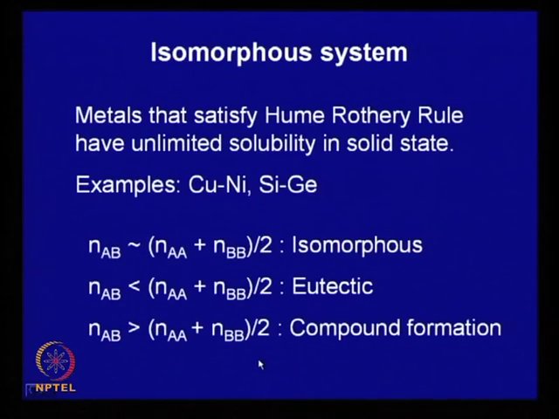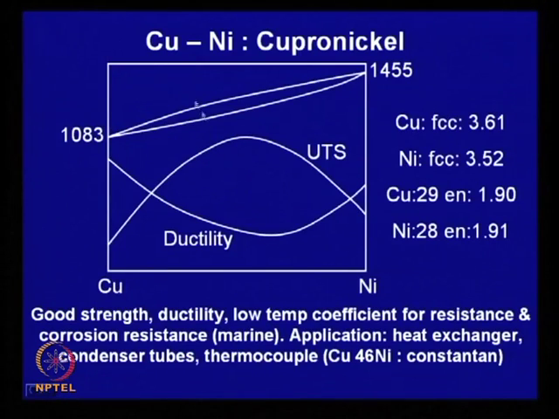Now, we shall look at a few examples. Copper nickel forms an isomorphous system. It is soluble in all proportions in both liquid and solid state, and if you look at their crystal structure, both are face centered cubic. The lattice parameters are 3.61 angstrom and 3.52 angstrom, so the difference is not much. If you look at their atomic numbers, they are very close, and therefore the electronegativity is also very close.